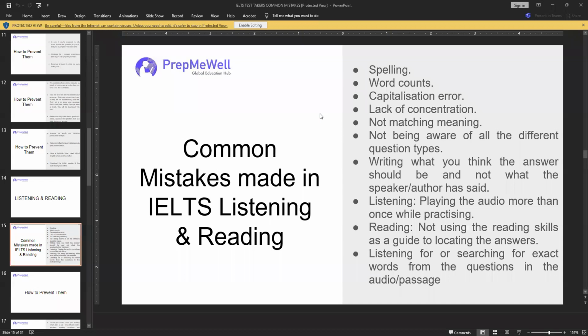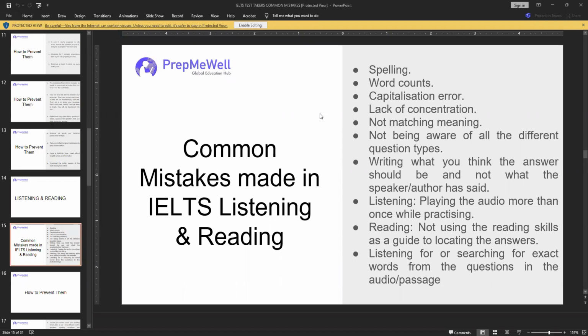Then I have it that for listening, playing the audio more than once while practicing. This is a common temptation. When you are practicing, please don't replay the audio. Don't say, I didn't hear what they said here, so you rewind to listen again. Please don't do that, because on the test day, they're not going to replay the audio for you.